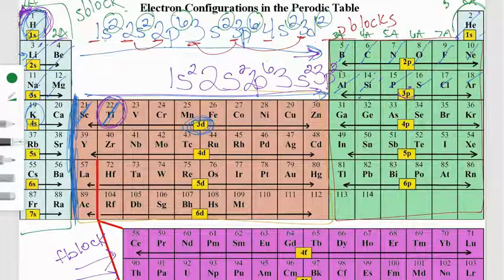So those are just some things that you can kind of decipher from your electron configuration. All right, now it's your turn to try. I know that this can seem confusing, so ask me for help.